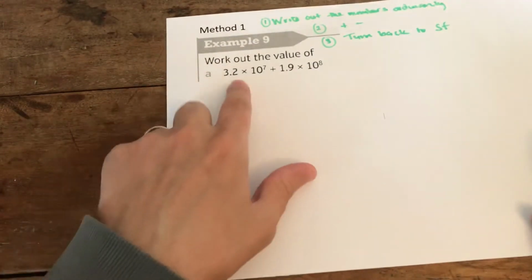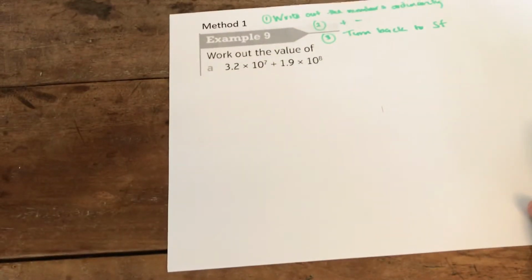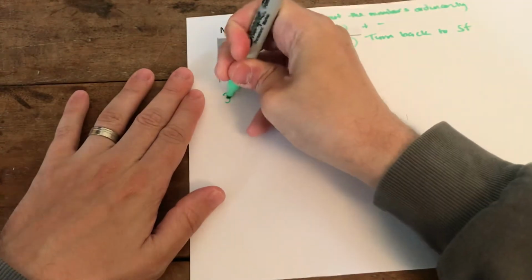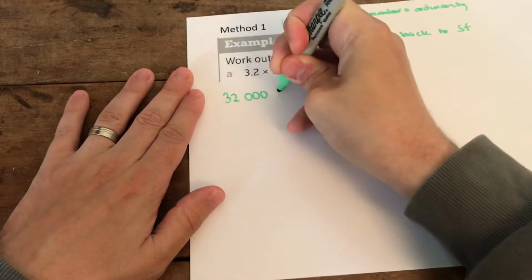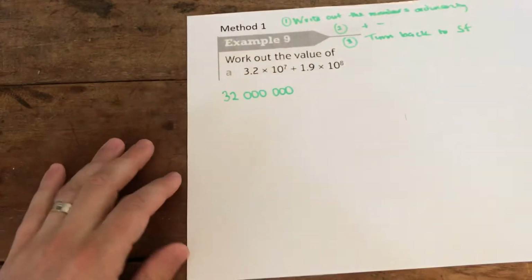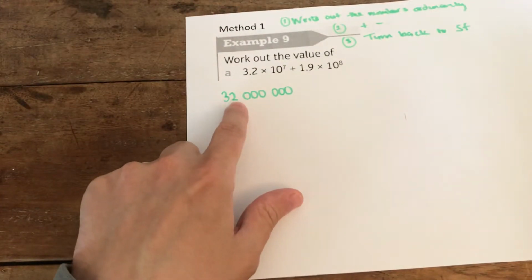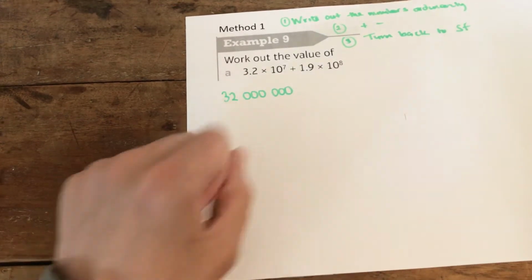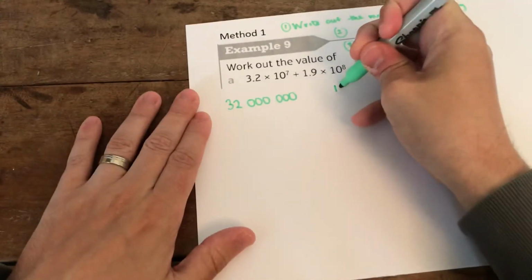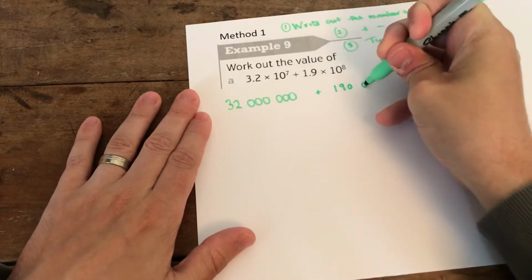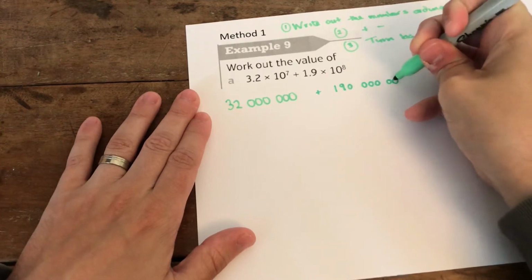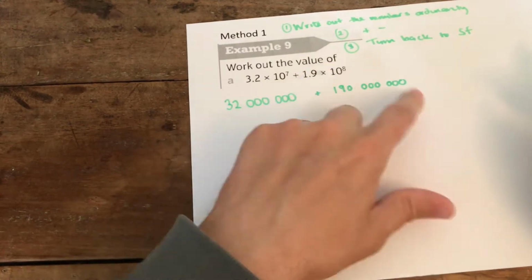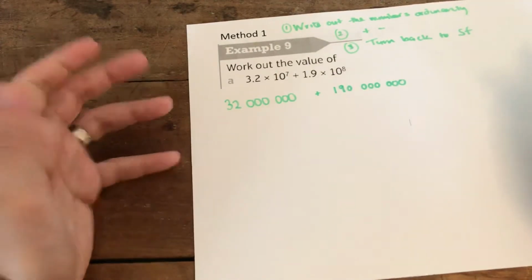So if we have a look here, we've got 3.2 times 10 to the power of 7. So 3.2 times 10 to the power of 7 would be 32 million, because you've got to times it by 10 once to get rid of your decimal there, and then you would have to times it by 10 again 6 times. For this one here, you're going to have 190 million, because you times it by 10 once to get rid of your decimal, and then you've got to times it by 10 again 7 times. And then you're going to add those together.